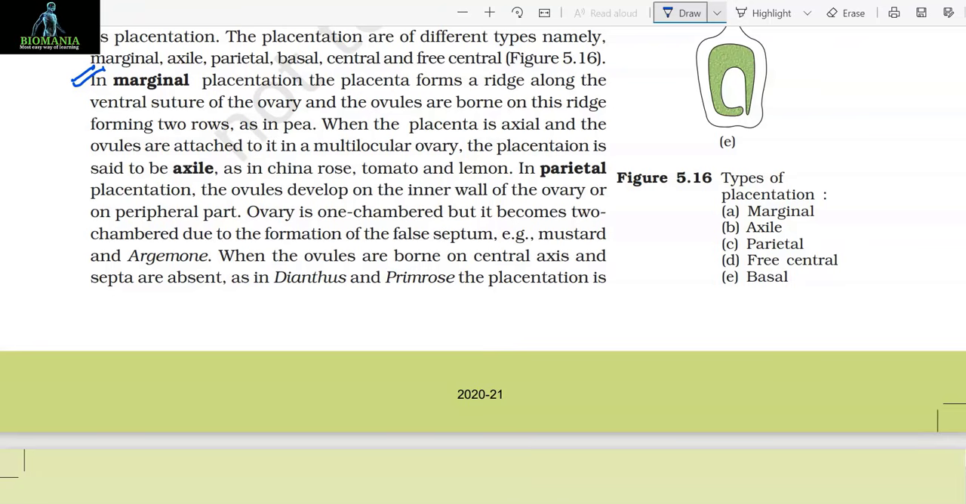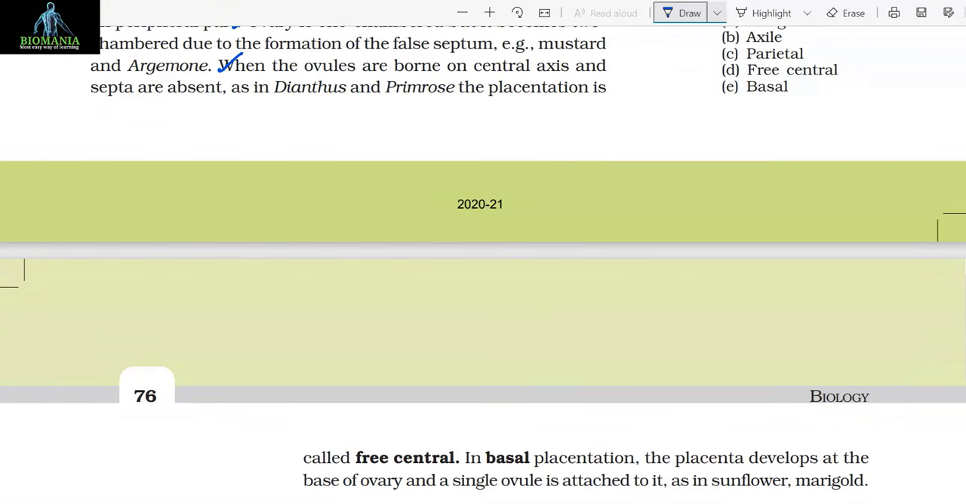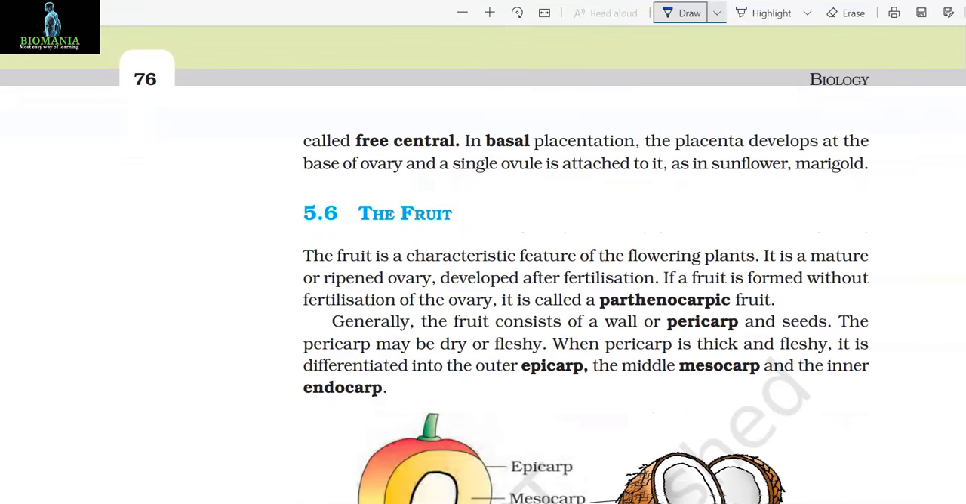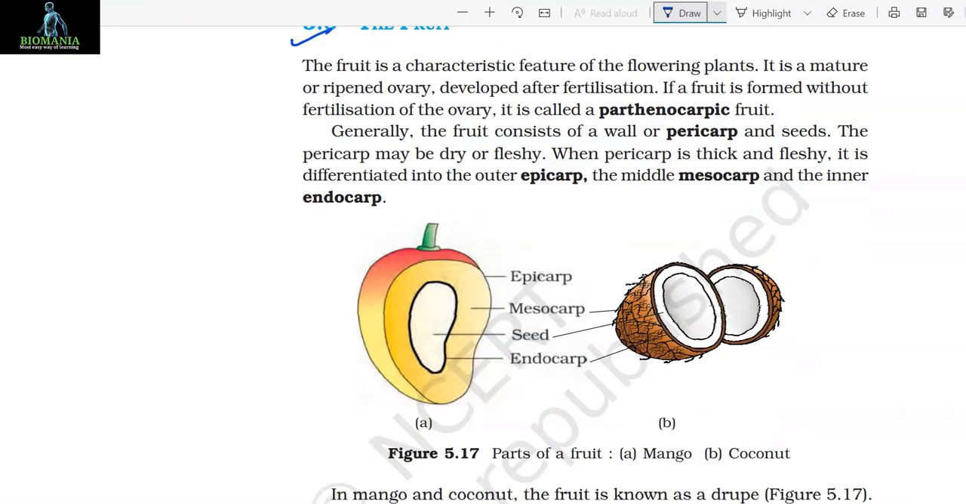In parietal placentation, the ovules develop on the inner wall of the ovary or on peripheral part. Ovary is one-chambered but it becomes two-chambered due to the formation of false septum. Example, mustard and argemone. When the ovules are borne on central axis and septa are absent, as in dianthus and primrose, the placentation is called free central. In basal placentation, the placenta develops at the base of ovary and a single ovule is attached to it, as in sunflower, marigold.